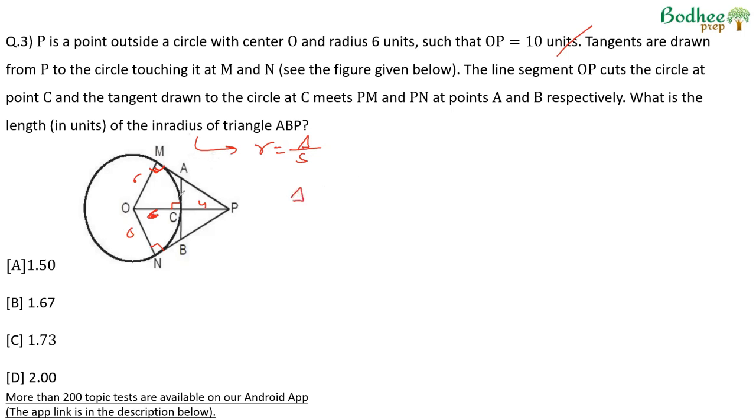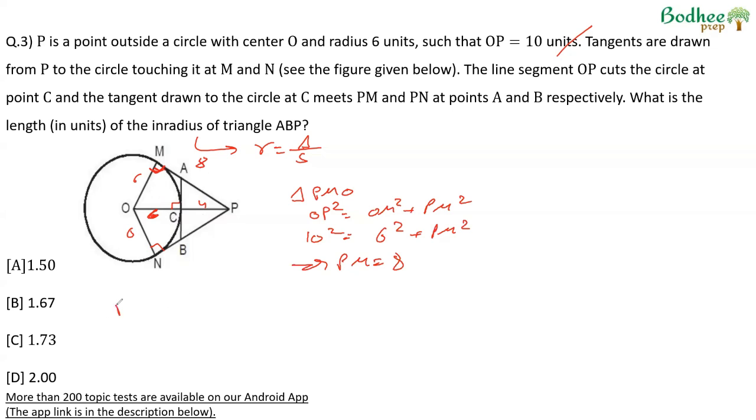Now, we have to find PA, AB and PB. If you look at triangle PMO, this will be a right angle triangle, and therefore OP square is equal to OM square plus PM square. 10 square is equal to 6 square plus PM square. And therefore PM will come out to 8. 100 minus 36 is 64, the root of 64 is 8. 8, 6, 10 is simply the Pythagorean triple that we have.